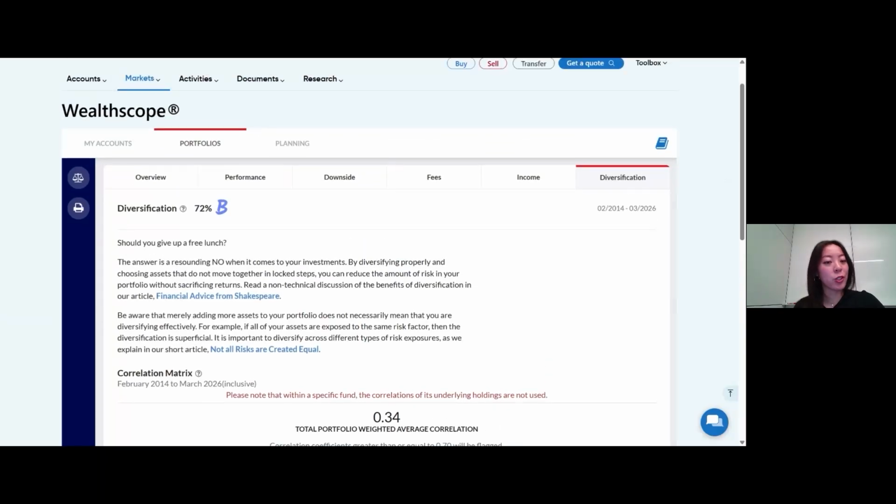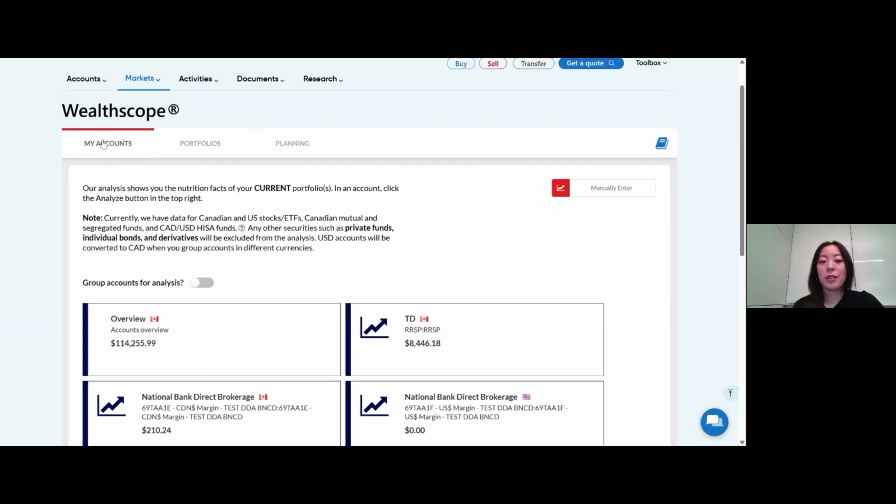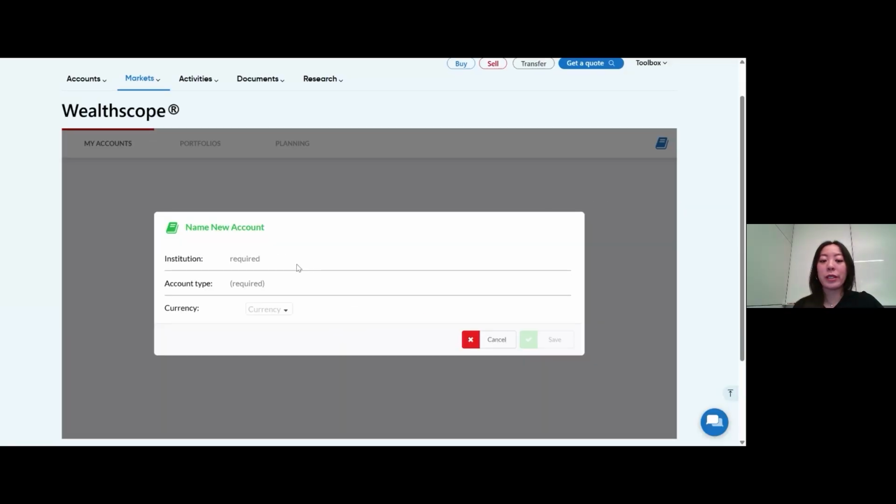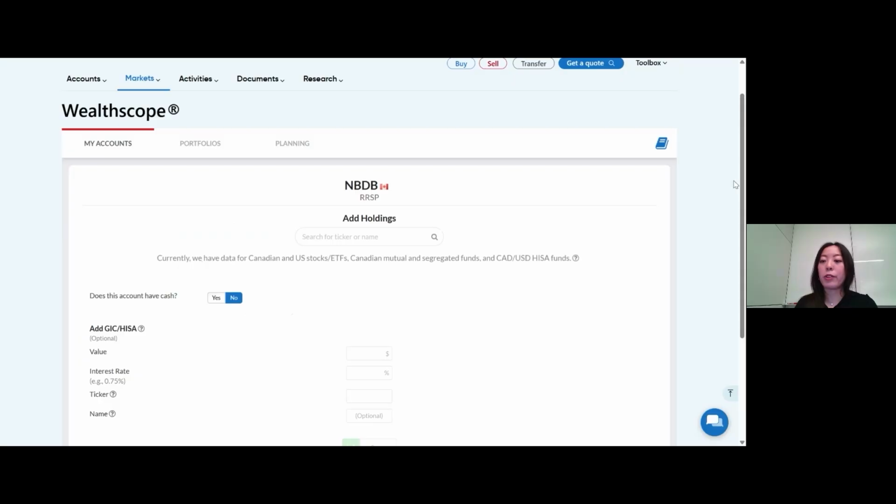And in terms of how to create a mock portfolio, you can do so by going back to the home page for Wealthscope, and you can manually enter in your own mock portfolio by creating it, and then you can just enter in the ticker symbol, and you can also add GICs in your own mock portfolio.